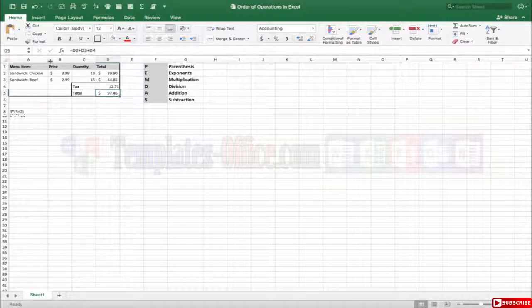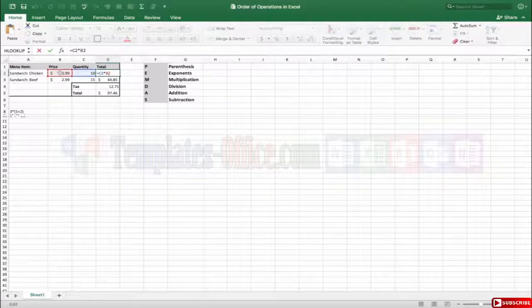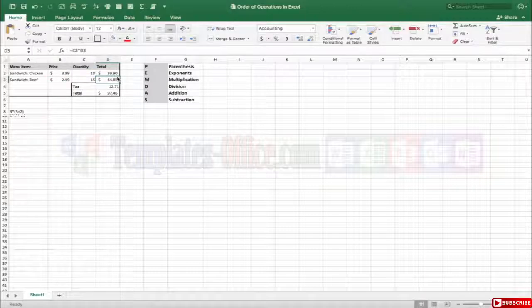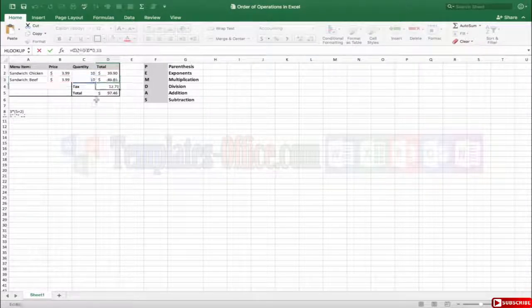Inside of this little table, we have two menu items. We have a sandwich that's chicken and a sandwich that's beef. Both have different prices, both have different quantities, and both have different totals. For the total, you can see that I did C2, which is the quantity, times B2, which is the price, which gave us our total. The exact same formula for the beef sandwich.